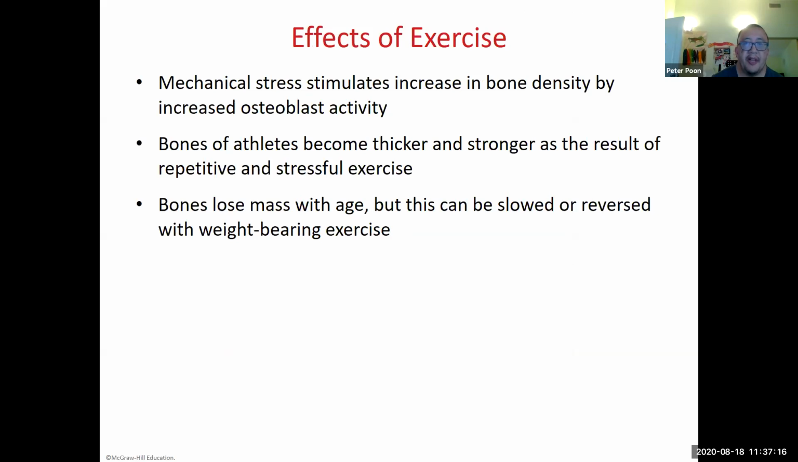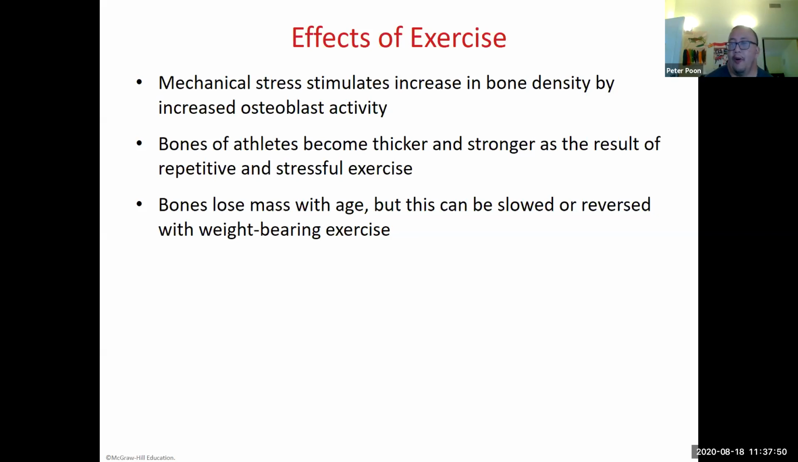All right. The effects of exercise. Okay. We constantly need mechanical stress on our bones. Mechanical stress increases bone density by increased osteoblast activity. Bones of athletes become thicker and stronger as a result of competitive and stressful exercise. And this is actually really kind of cool. You can see the difference in bones between the two arms. Especially for athletes.